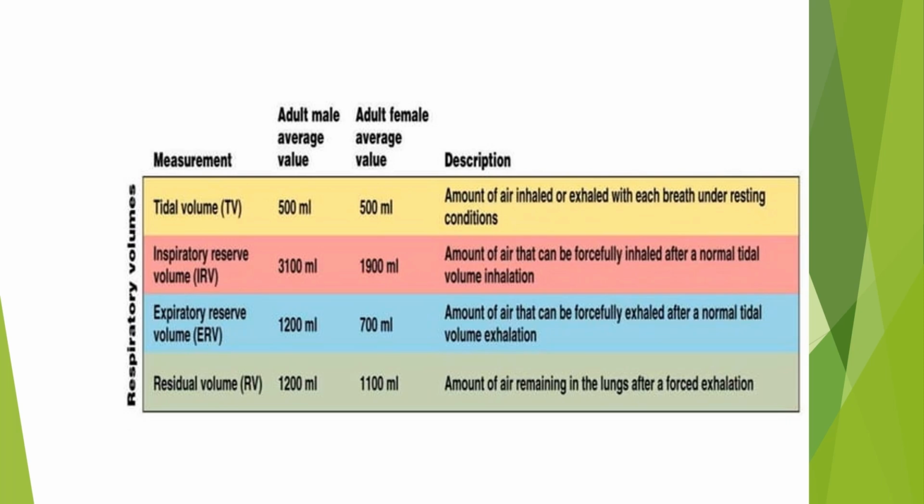Tidal volume. The average value in male is 500 ml and in female is 500 ml also. Inspiratory reserve volume. Average value in male is 3100 ml and in females is 1900 ml. Expiratory reserve volume. Value in male is 1200 ml and in female is 700 ml. Residual volume. Adult male average value is 1200 ml and in females is 1100 ml.